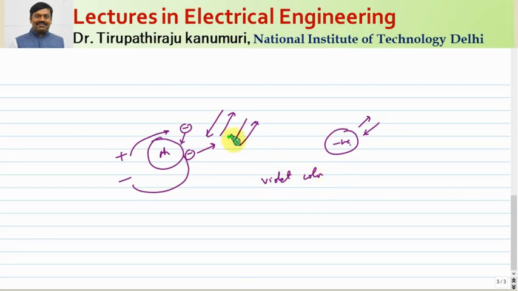And second, in the case of AC, because it is continuously passing, that means it is going away, coming, going away, coming. Because of this, the hissing noise also will be observed. This hissing noise is due to attraction and repulsion of the charged particles.